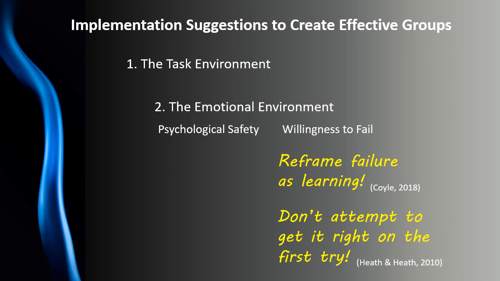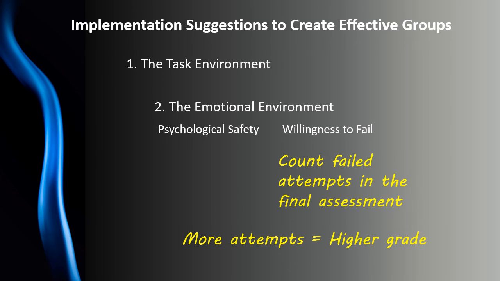A strategy to make it safe for students to fail is to reframe failure as learning. Design thinking encourages participants to fail fast and fail often, reframing failure as the process of learning instead of attempting to get it right on the first try. A possible implementation is to add failed attempts to the assignment assessment, with the more failed attempts receiving a higher score. The students will be encouraged to try new ideas and will learn that failure is not final.